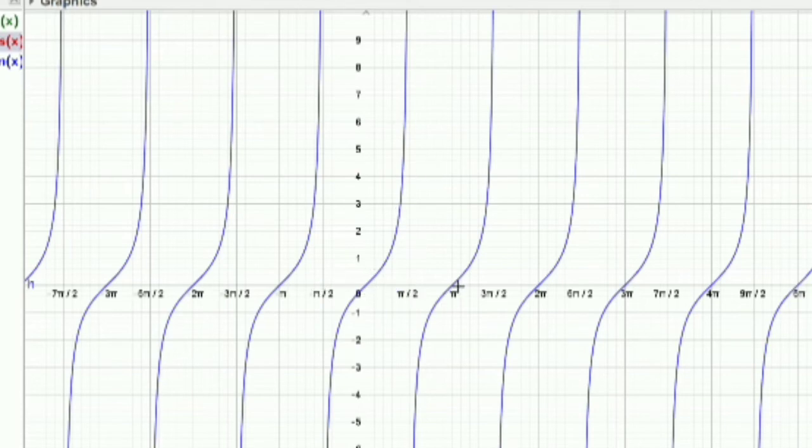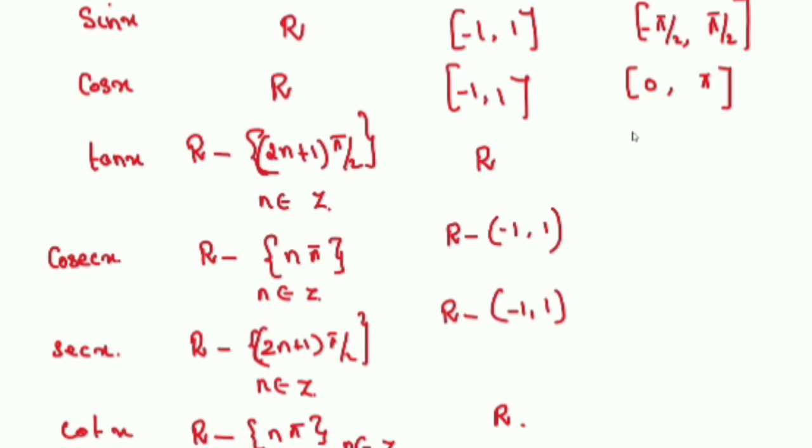So 0 to pi we cannot take. That will not give you the full branch. So we are taking the domain as minus pi by 2 to plus pi by 2. For tan, you are going to make it an open bracket. You know the reason it's an open bracket? At minus pi by 2 and plus pi by 2, the function is not defined.